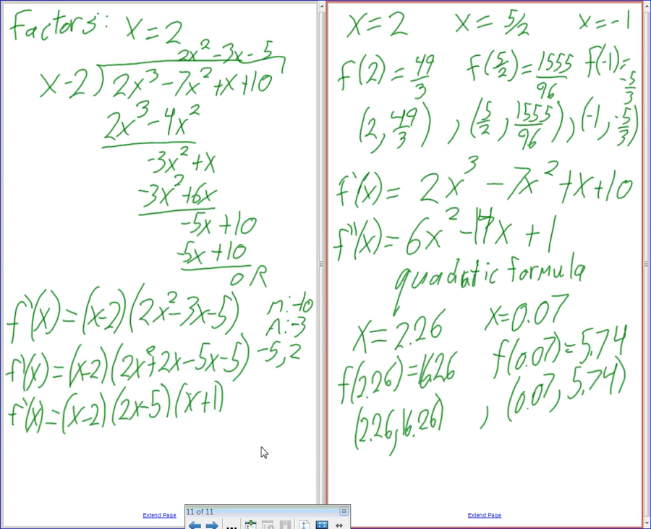Okay. Now, what he did there properly was factored it. Then quad formula for that. If you like synthetic division, use synthetic division. I have no issue with that. F of 2, F of 5 over 2, F of negative 1, get all the points. And then critical points for that.